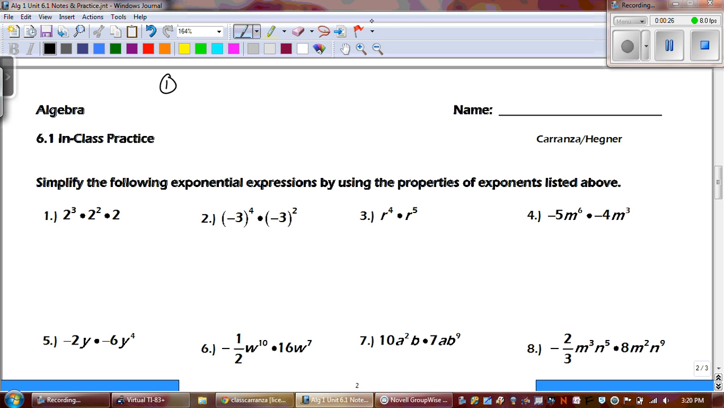The first one was the product property, where if we have x squared times x cubed, if we have the same base, remember that we add the exponents and we get x to the fifth.